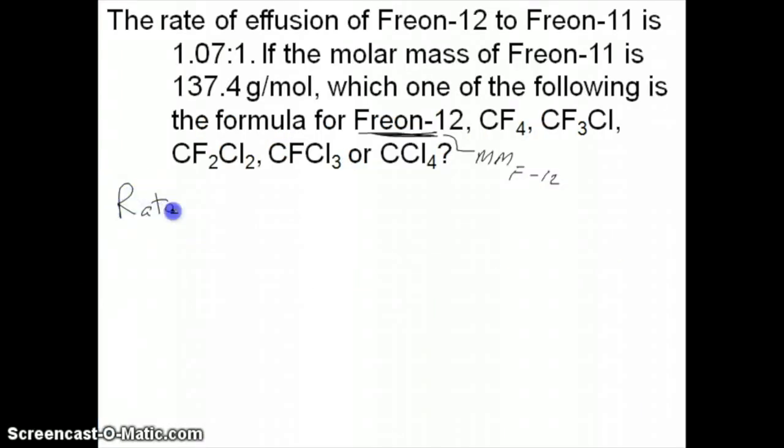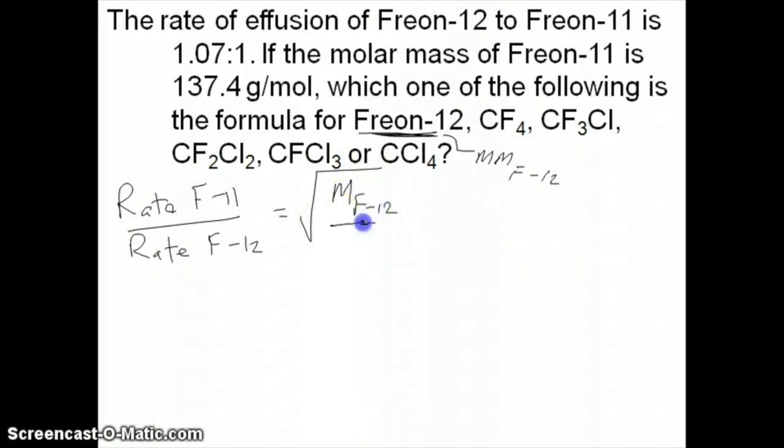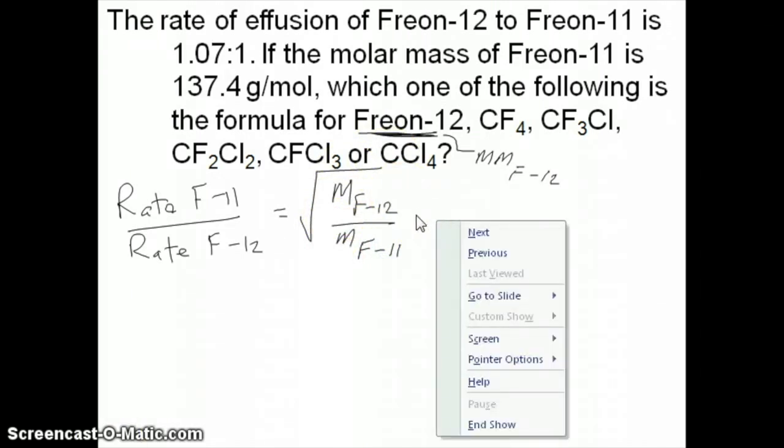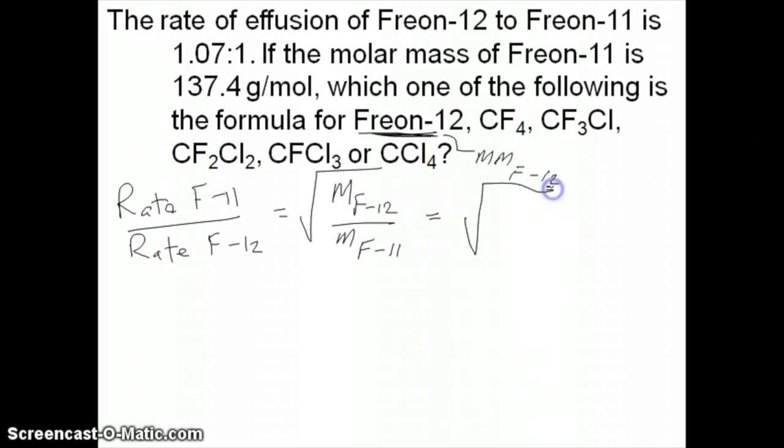So we got rate of, let's say, Freon 11 in this case, over rate of Freon 12, and that should be the square root of the molar mass of Freon 12 over molar mass of Freon 11. So that's the way the relationship works for Graham's law. You can then do the calculation here by just putting in your molar masses, right? So we got Freon 12. That's really the one that we're trying to figure out.